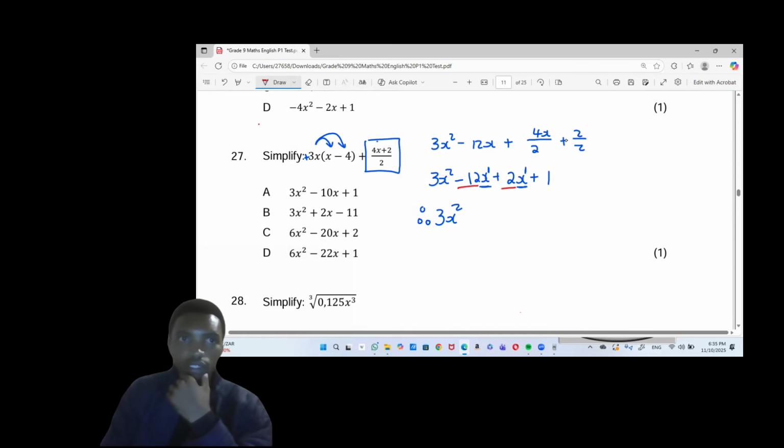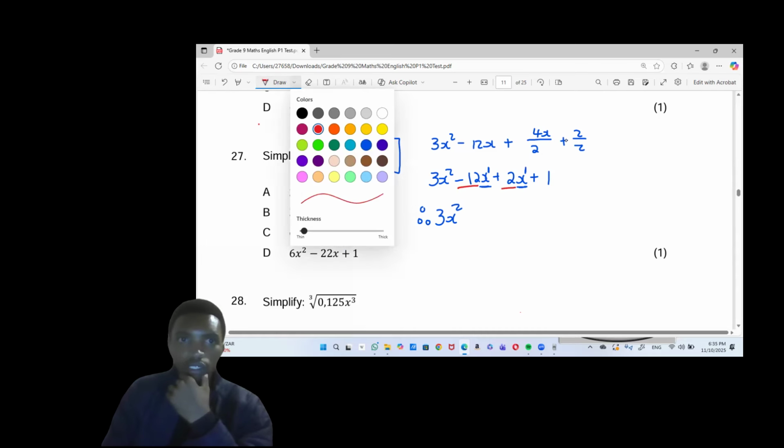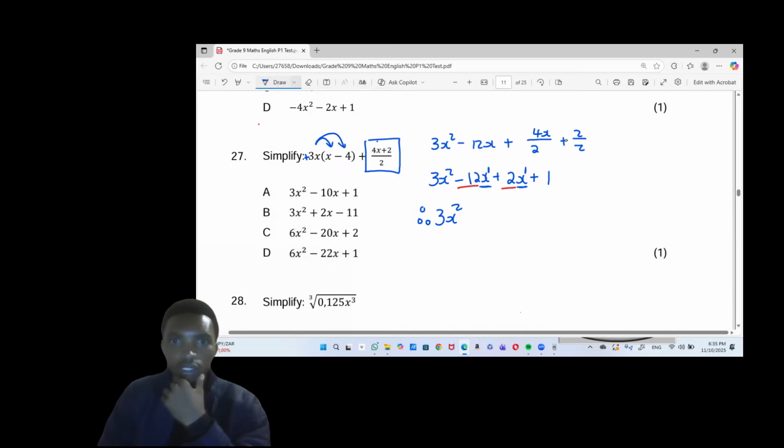plus 2 is how much? Minus 12 plus 2. It's negative 10. 10x. Yes, negative. It should be negative, not positive. It is negative 10x. And then you have plus 1. Correct? So which one is our answer at this point? A. It is A.